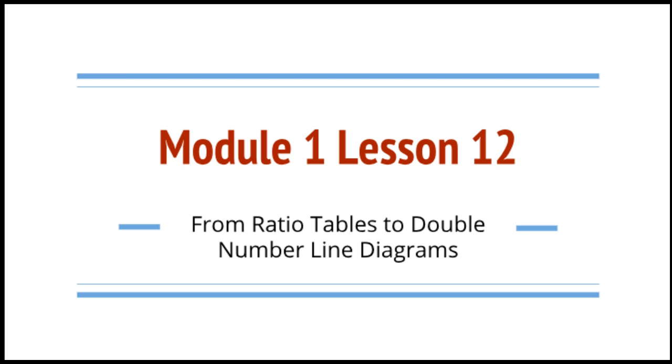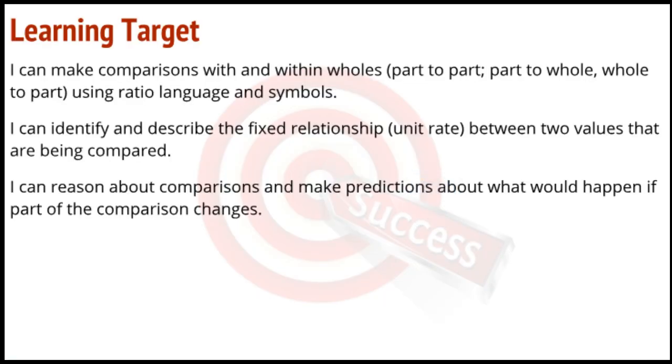Double number lines are a particularly powerful way to represent equivalent ratios because they can really help us see what happens when we're comparing two different types of units. For example, miles and hours, or cups and grams. And that's where we're headed when we start talking about rate and unit rate. So double number lines are a nice, powerful way to look at things.